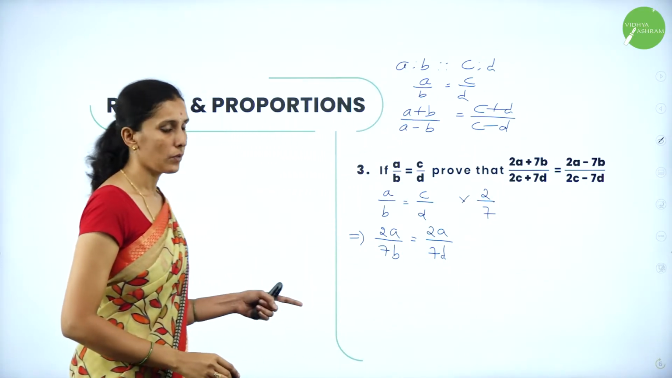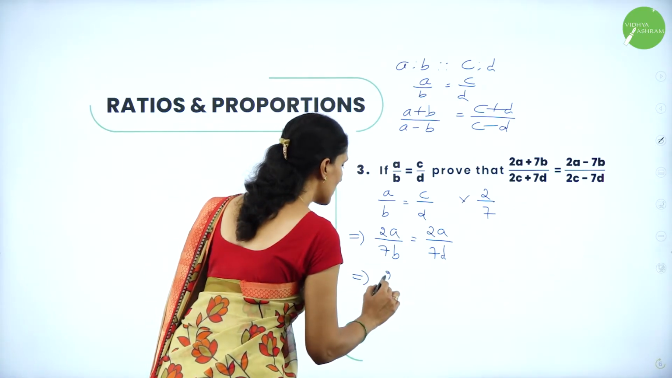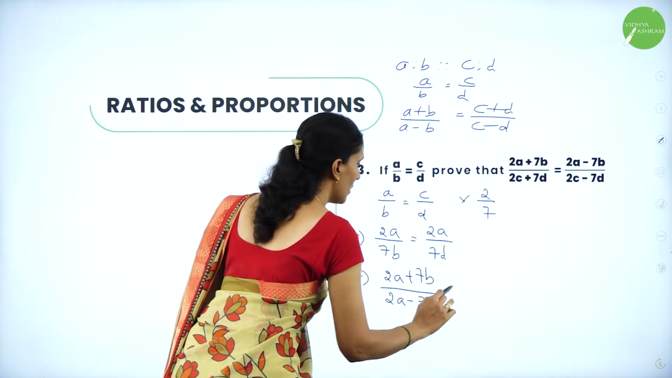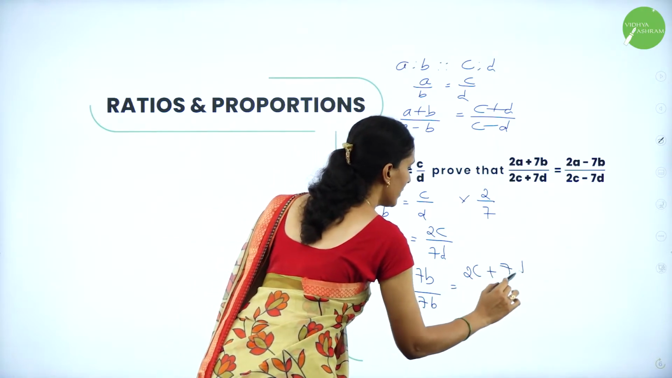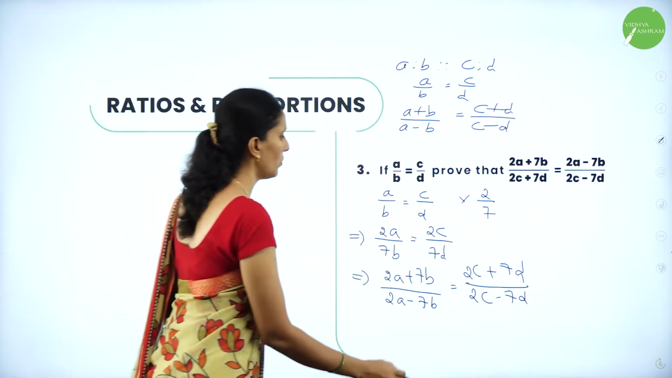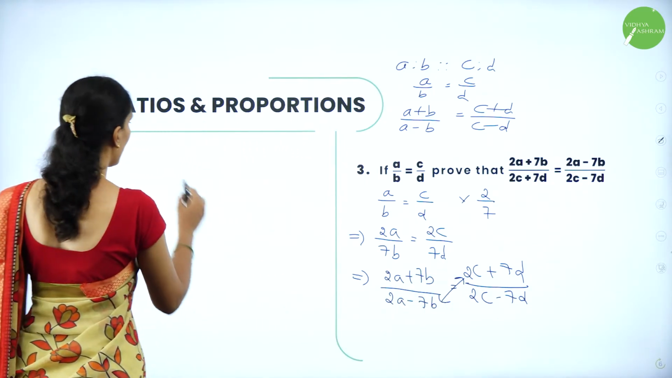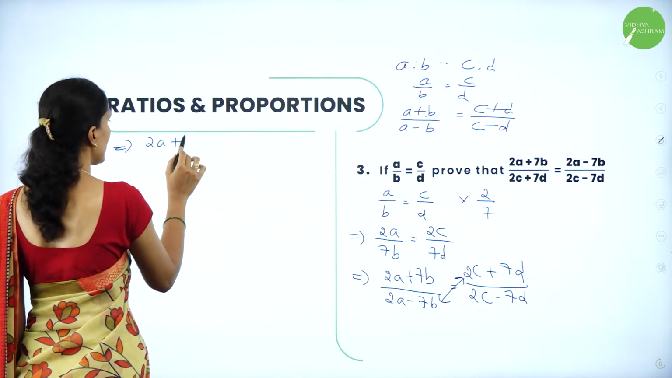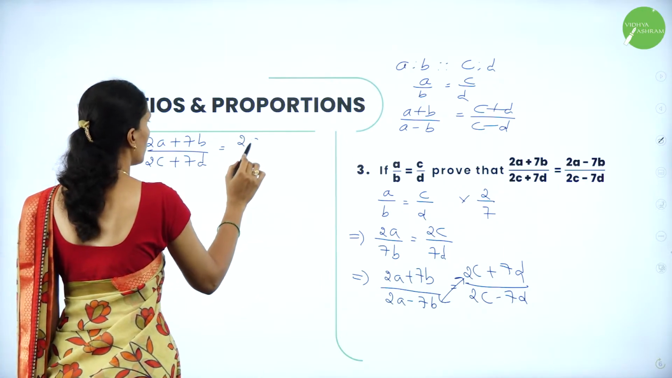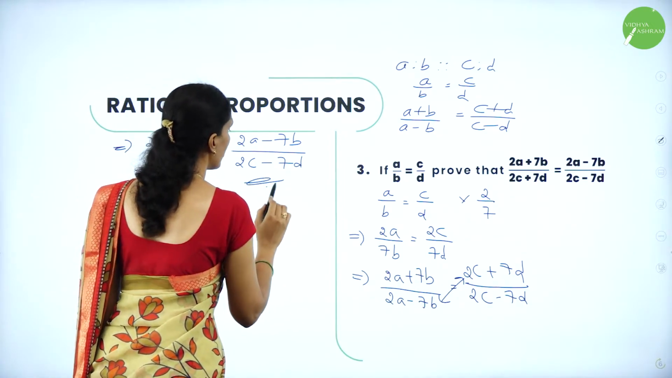So, the same property I am using here. Using the concept of componendo and dividendo, we will get this as (2A plus 7B) divided by (2A minus 7B). Similarly here, (2C plus 7D) divided by (2C minus 7D). Next, just replace these two terms. So, you will get (2A plus 7B) divided by (2C plus 7D) equal to (2A minus 7B) divided by (2C minus 7D). So, hence we have proved.